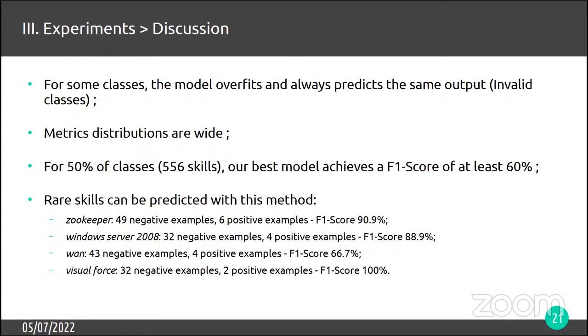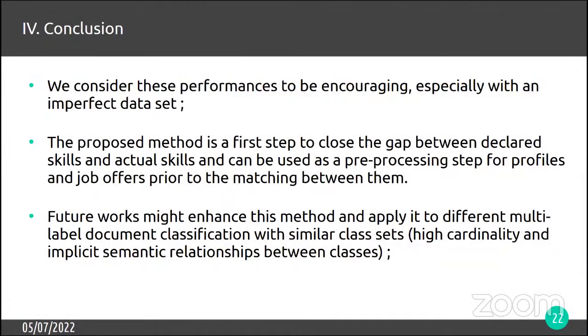Okay, so discussion. We observe that the model distribution is wide, meaning that our model works very well for some classes, and for some others just doesn't work or we can't be confident enough. We also observed manually that for some very rare skills, the model still achieves very good performances, which is very encouraging for us. So as I said, this is really preliminary work on this approach to multi-level classification with a lot of labels semantically linked.